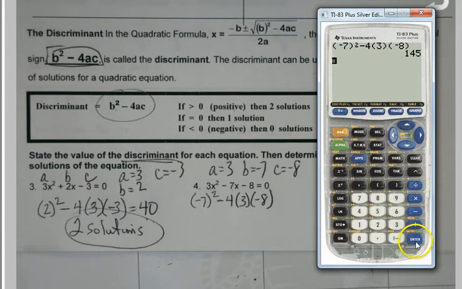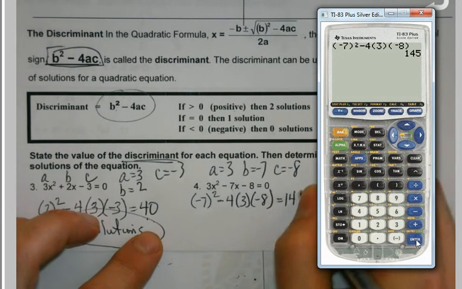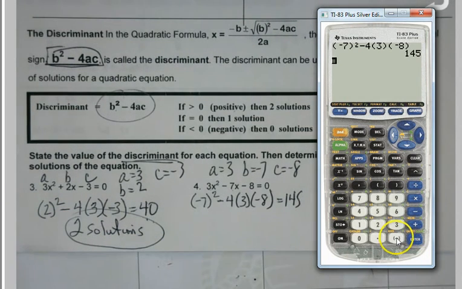Okay, so here's my way of doing it. I'm going to get the correct answer for this one. Now let me do it if I just decide I'm not going to do parentheses. I'm like, you know what? I'm just going to do this. Negative 7 squared minus 4 times 3 times negative 8. Okay, I'm just going to go ahead and type that in. Ooh, wait a minute. I just got a different answer.